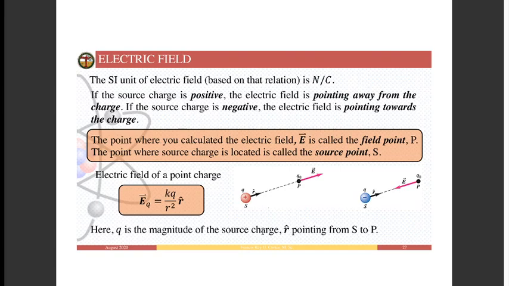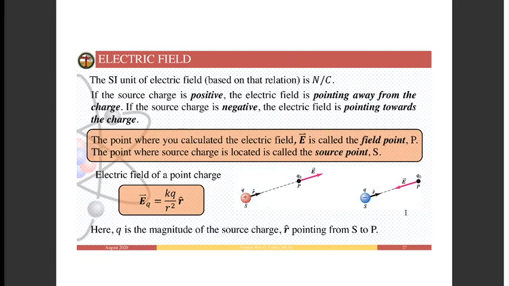For example, if I have a positive source charge, at point P, this is your field point, and I want to get the electric field at this field point P. Since your source charge is positive, by our rule, the electric field is pointing away from the charge. That is the electric field produced always if your source charge is positive. Now if your source charge is negative, the electric field is pointing towards the charge.